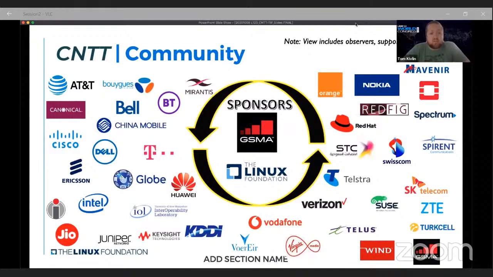There's a wiki on the LFN, the Linux Foundation Networking wiki, which can kind of signpost people.